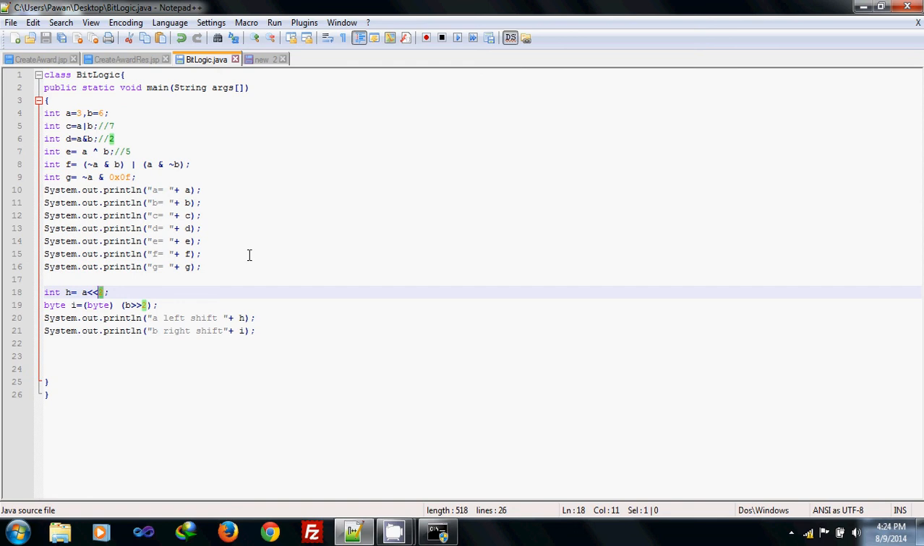This is actually asked in some interview questions about the bitwise operators. This is important from an interview point of view.